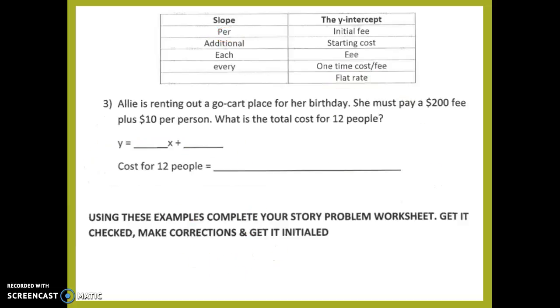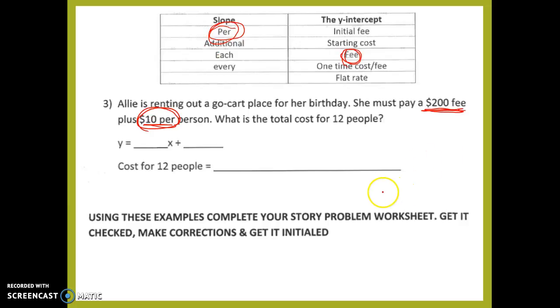All right, last question. It says Allie is renting out a go-kart place for her birthday. She must pay a $200 fee. Okay, that's important. And I see fee right here in my y-intercept. And then plus $10 per person. Again, that's important. That indicates slope. So what is the total cost for 12 people to attend the birthday?